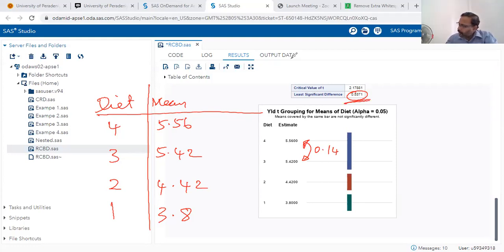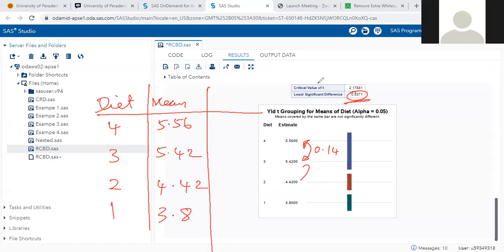So likewise, you can check all. Here, how can we write the letters? Anyone? How can we write down the letters? We should give both the same letter. Which one? 4th and 3rd. Excellent. Good. What about treatment or diet 2? That is different from 4 and 3. Excellent. So this is how we mark it.